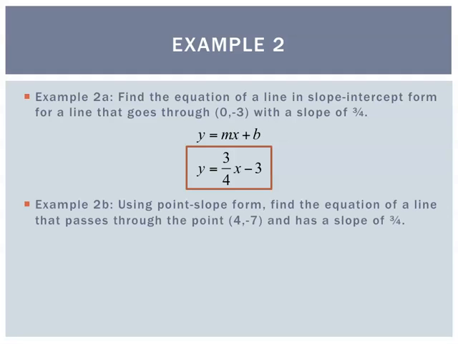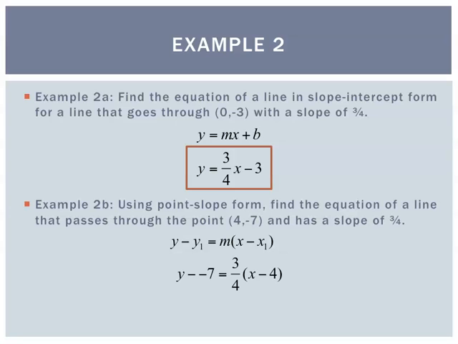All right, the second part, we have: using point-slope form, find the equation of a line that passes through the point (4, -7) and has a slope of 3/4. So in this case, we have a slope given to us and a point that's not the y-intercept. So here we'll use point-slope form, and we're going to plug in 3/4 for m, and then plug in the point (4, -7) for x1, y1.